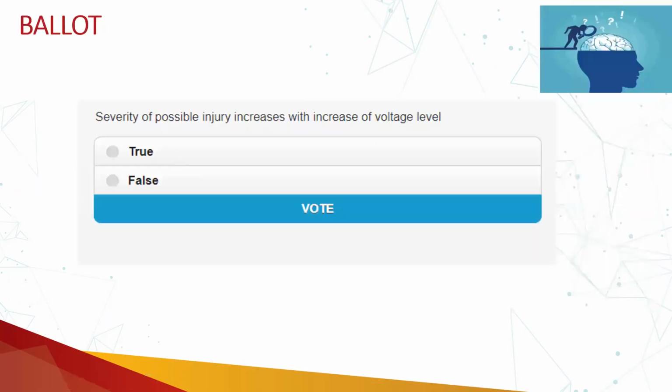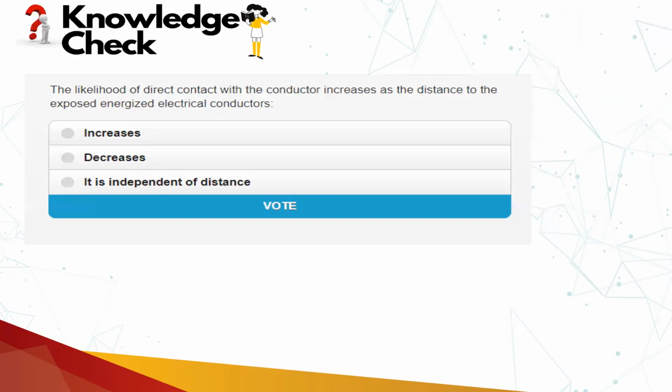The severity of the possible injury increases with the voltage level. Yes, as the voltage increases, the severity of the injury will also increase. The likelihood of direct contact with a conductor increases as the distance to the exposed energized electric conductors decreases. What's your opinion on this question?